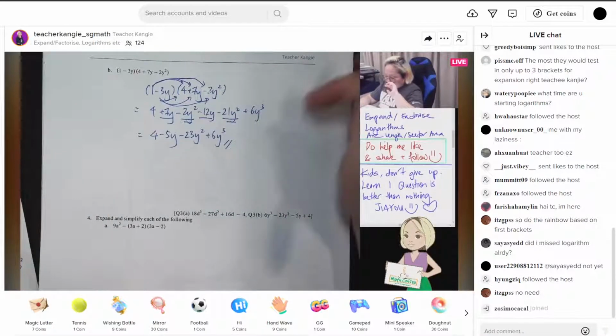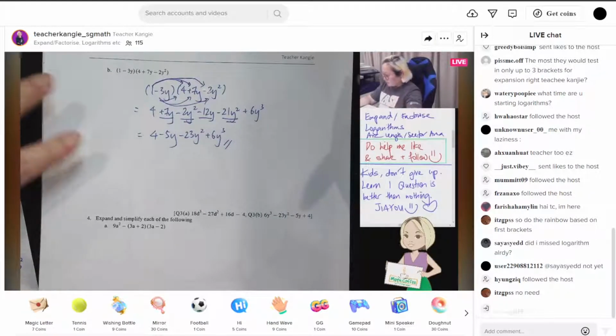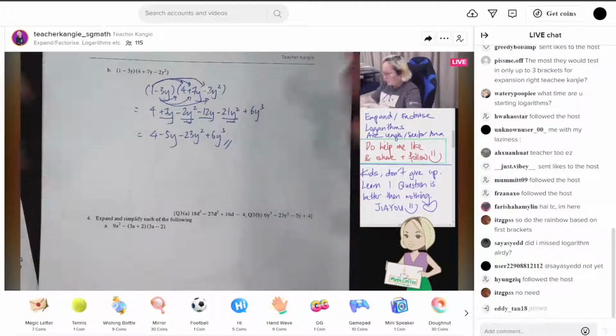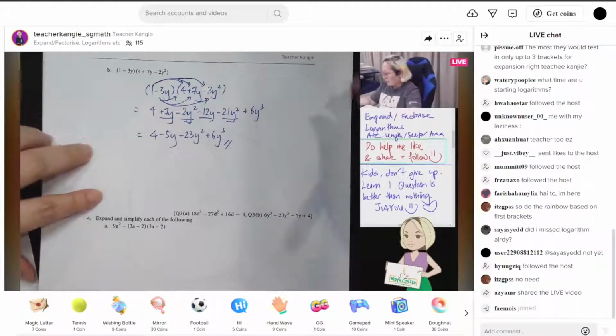Logarithm is behind after I do expansion and factorization. Don't ask me what time I do because I'm teaching as per normal now. How am I going to know what time I'm going to start my logarithm?